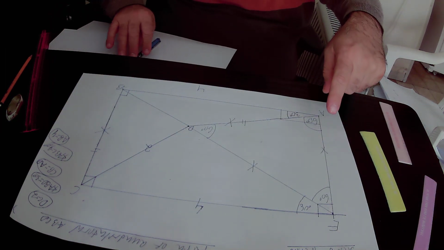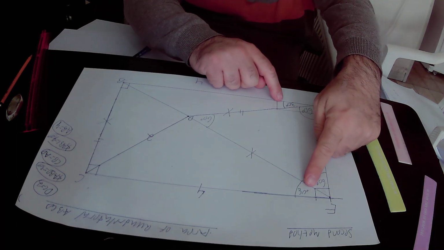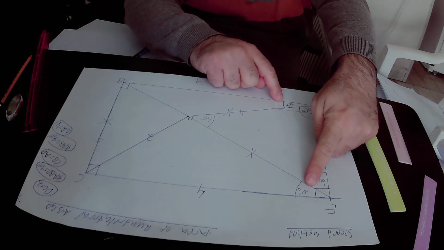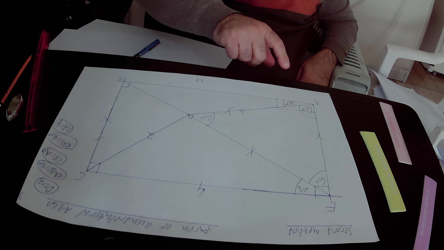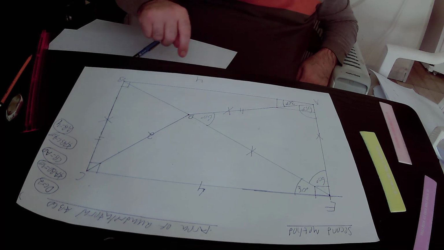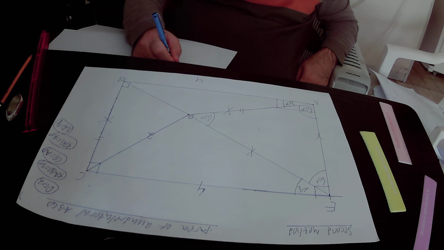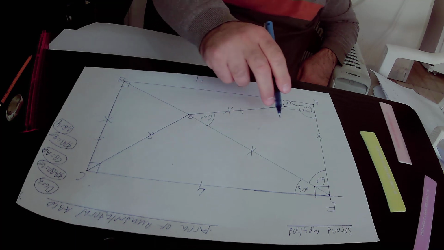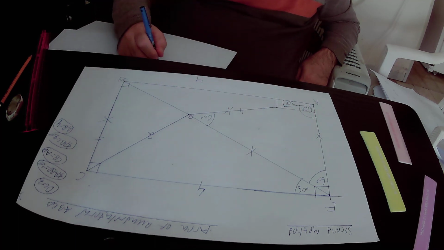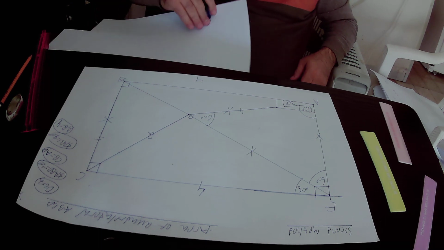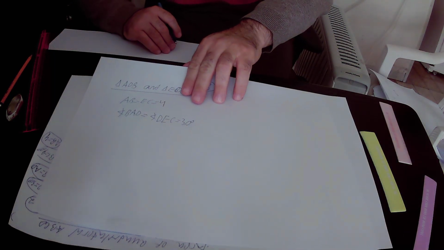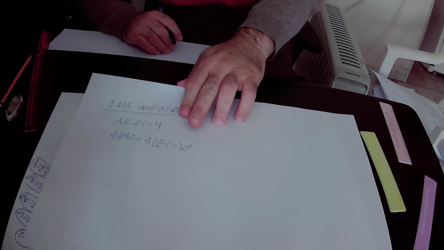We just found out that those two angles are equal to each other. They are both equal to 30 degrees. So we can write down that angle BAD is equal to angle DEC, and they are both equal to 30 degrees. I'll repeat again. Angle BAD equals angle DEC equals 30 degrees.